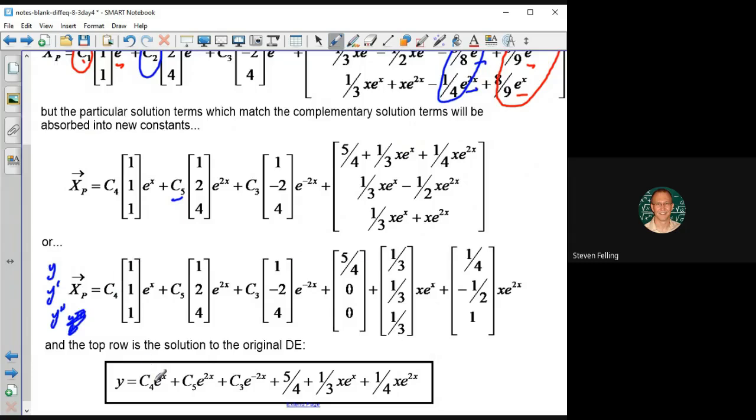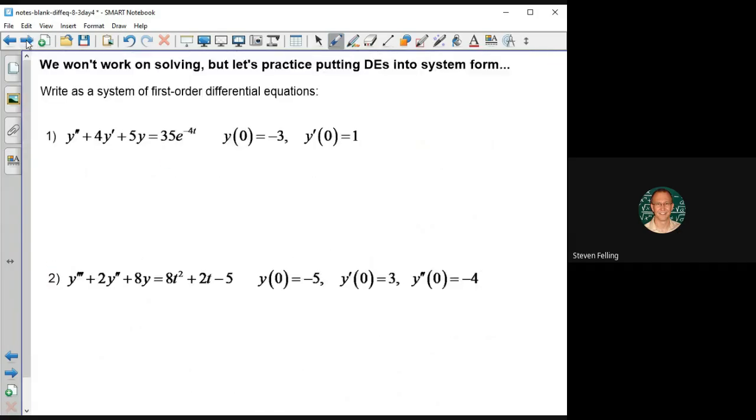So 1 times c4 e to the x plus 1 times c5 e to the 2x plus 1 times c3 e to the negative 2x plus 5/4 plus 1/3 x e to the x plus 1/4 x e to the 2x. This second row here represents what y prime is, and the third row is what y double prime is. All right, so that's a way to use this to solve a third order non-homogeneous differential equation as a system.